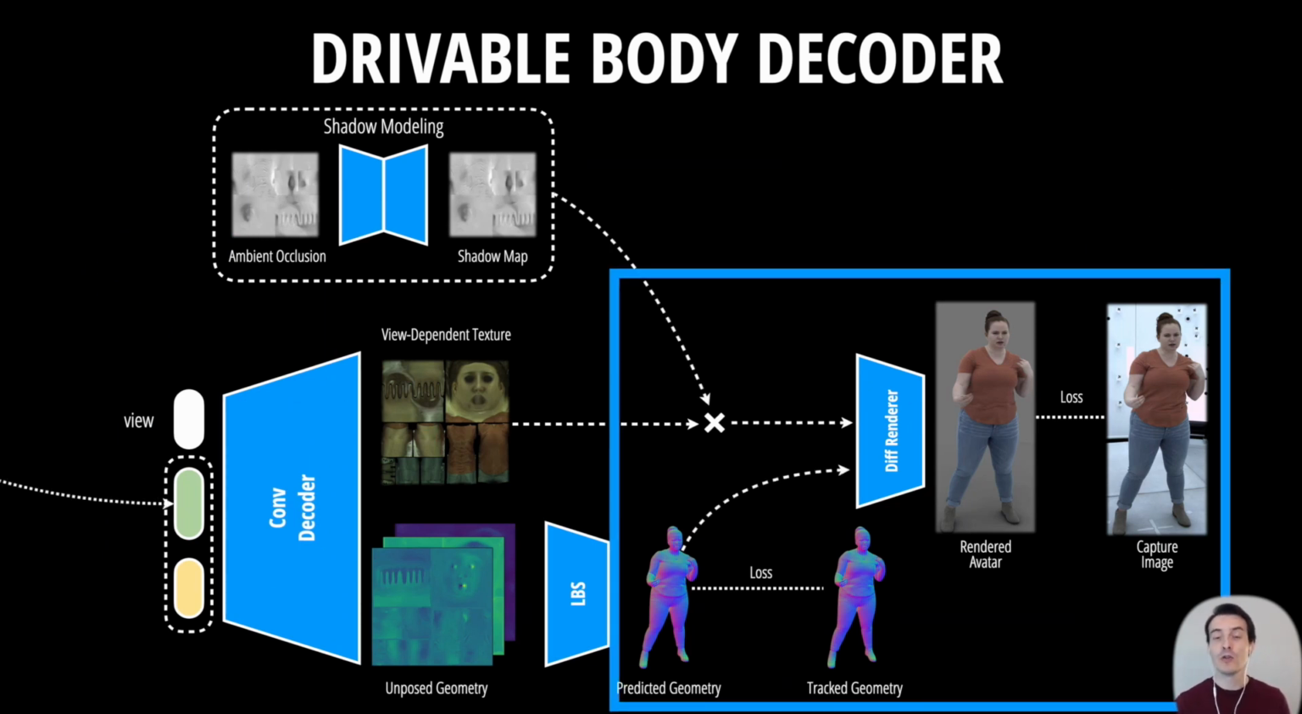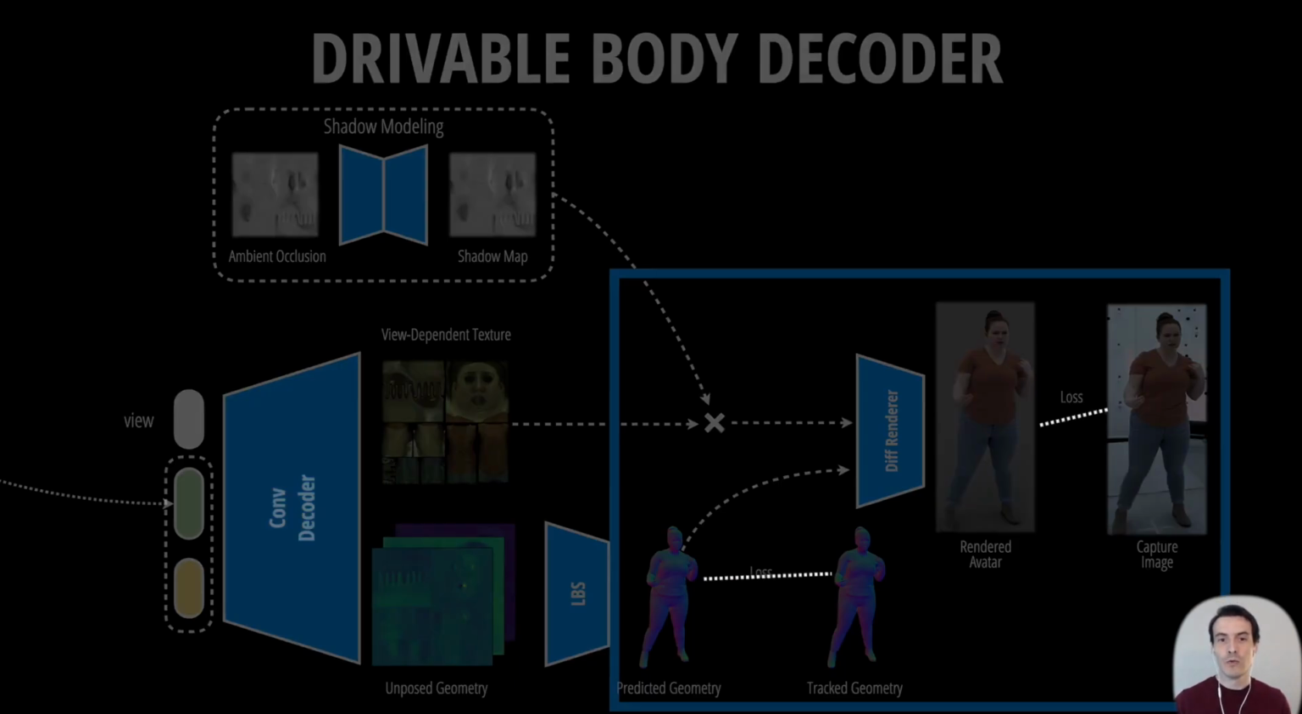And then this shadow map is going to be multiplied by the texture map. And finally, we're going to use differentiable rendering to render the model and compute L2 loss with respect to a real image and also with respect to the tracked geometry. All right, so this video here shows the effect of the shadow branch. And notice that when using the shadow branch, the shadows are much better represented in the final model.